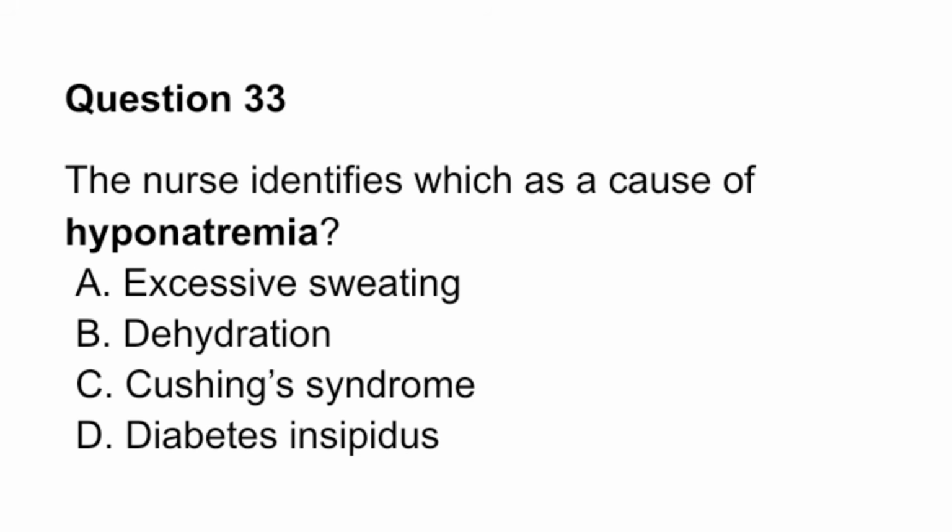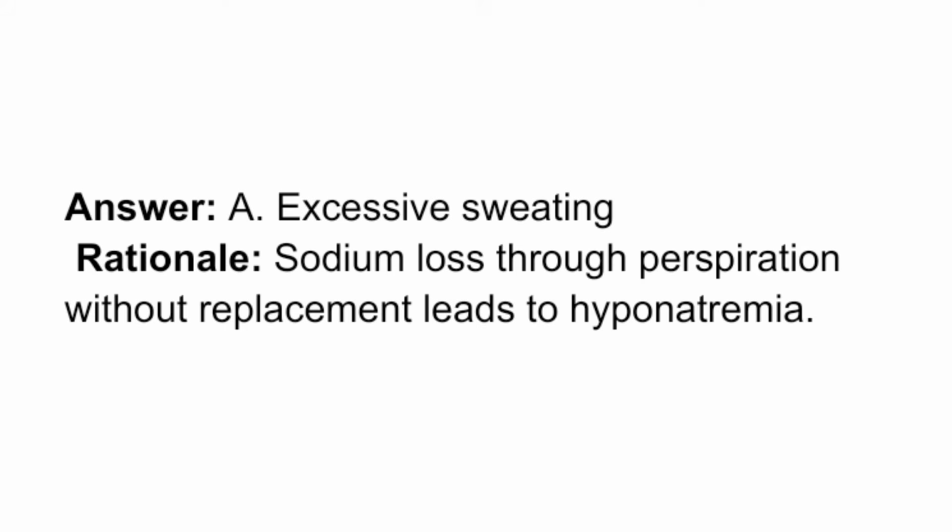Question 33. The nurse identifies which as a cause of hyponatremia? A. Excessive sweating. B. Dehydration. C. Cushing's syndrome. D. Diabetes insipidus. Answer: A. Excessive sweating. Rationale: sodium loss through perspiration without replacement leads to hyponatremia.